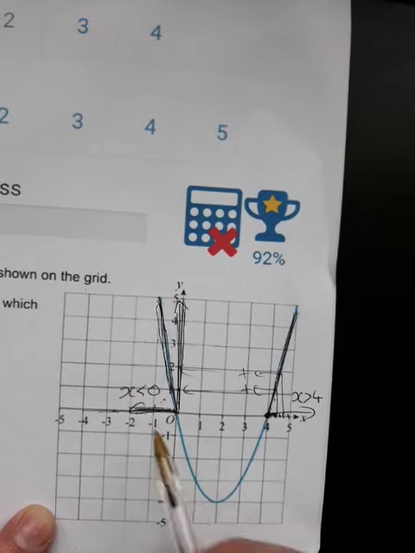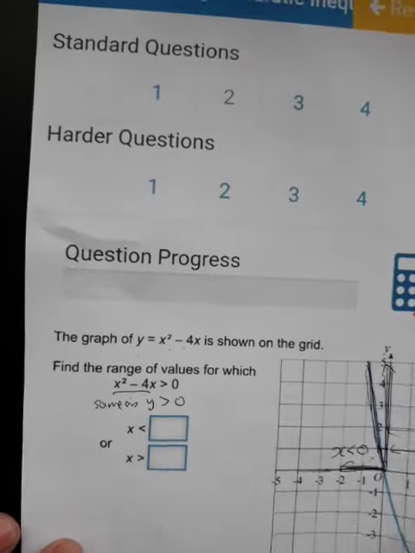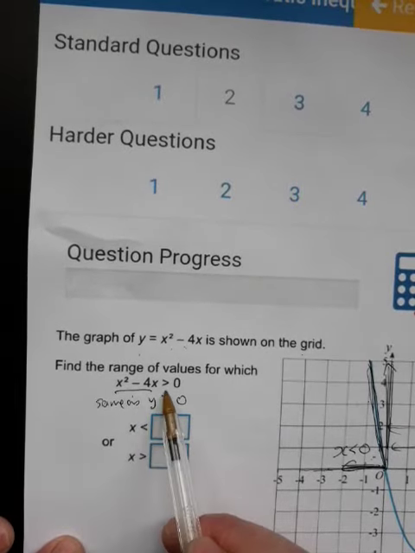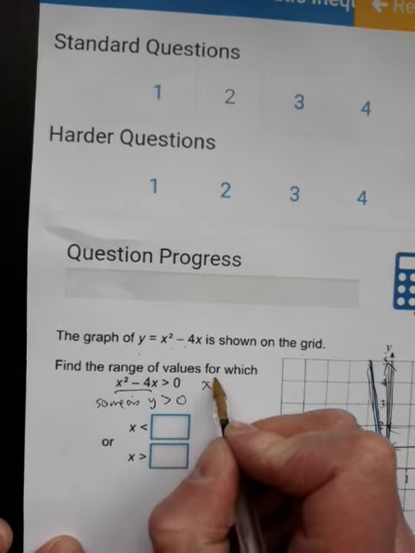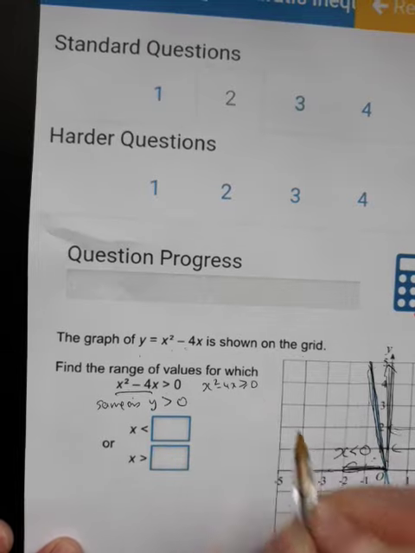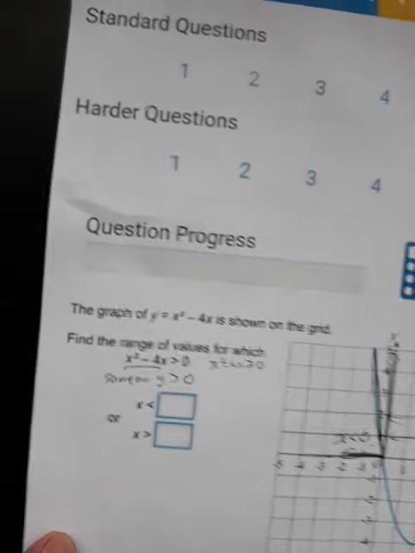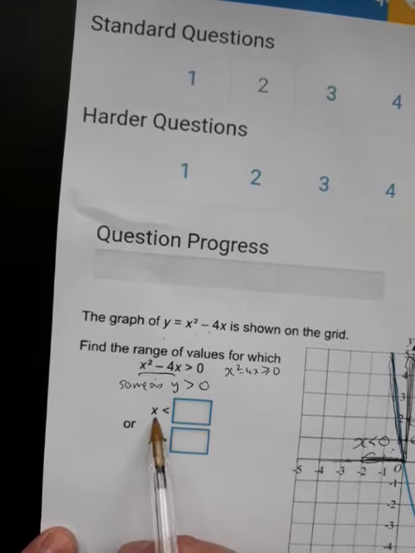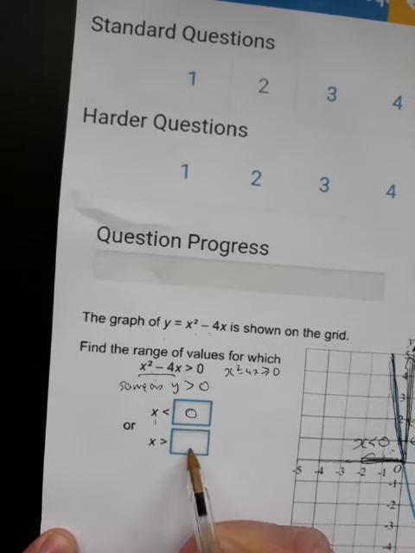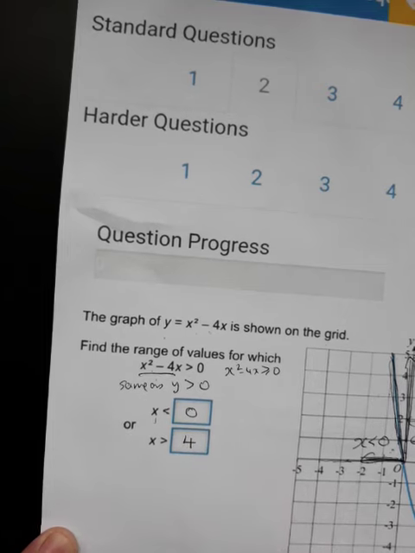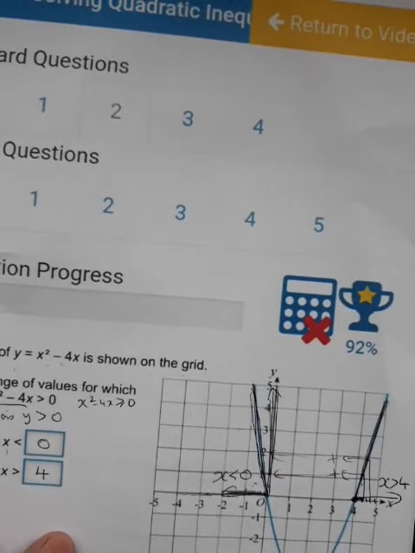Now we're not using equal to 0 because the question said x squared minus 4x is greater than 0. If it had said greater than or equal to 0, we would be allowed to use 0 and 4 here, but we're not. So simply, x is less than 0 and x is greater than 4. I hope that makes sense, and I'll see you next time.